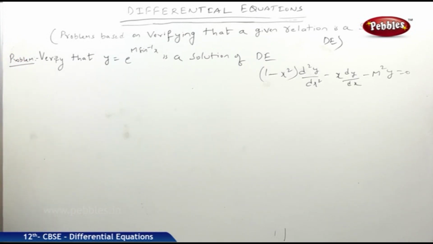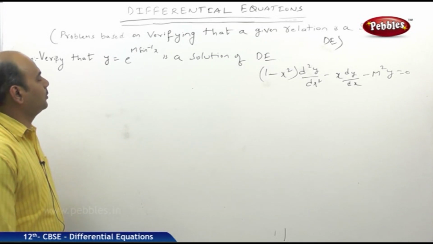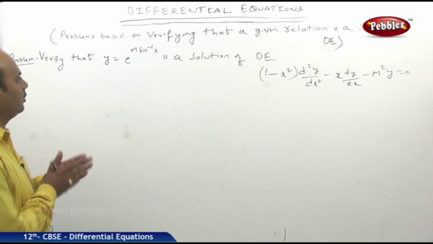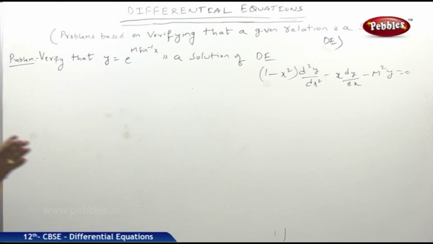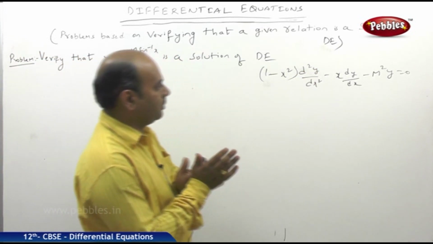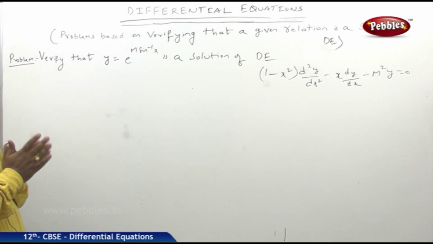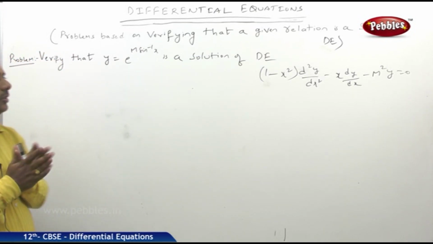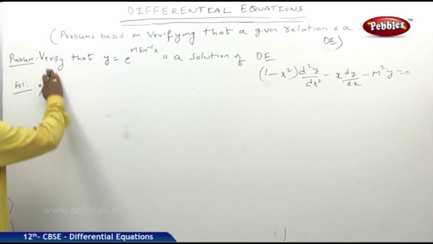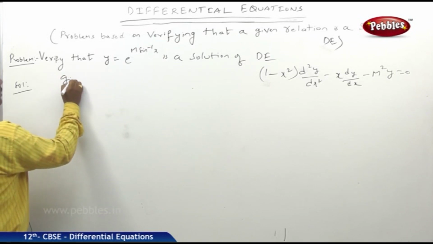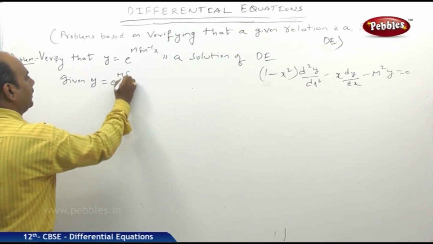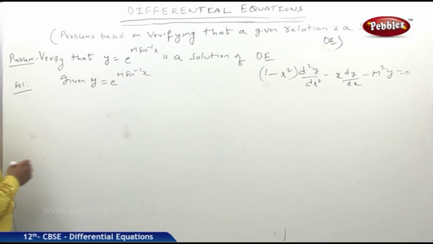Right, students, now we shall be seeing the last problem of this particular pattern. Here some relation is given to you. It's an exponential relation in terms of an inverse trigonometric function. Y is equal to e power m into sine inverse x is a solution of the differential equation 1 minus x square into d square y by dx square minus x into dy by dx minus m square y equal to 0. So given y is equal to e power m into sine inverse x.